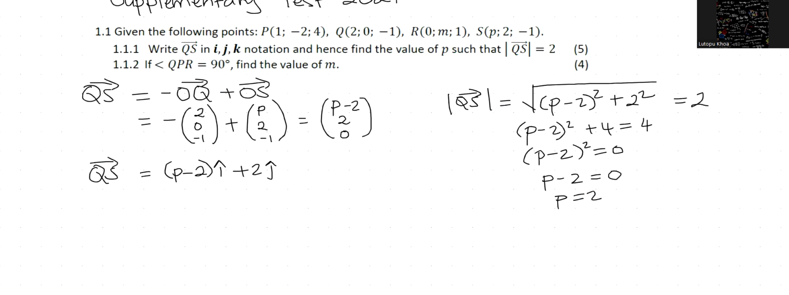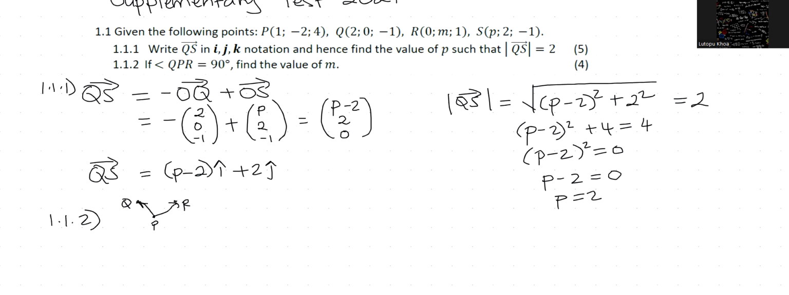Then this was 1.1.1. Then 1.1.2, it says if the angle PQR is 90 degrees, find the value of M. Okay, so what we need to do is we know that if we were to represent this, we have Q, we have P here, we have R. So this is what the vectors look like.